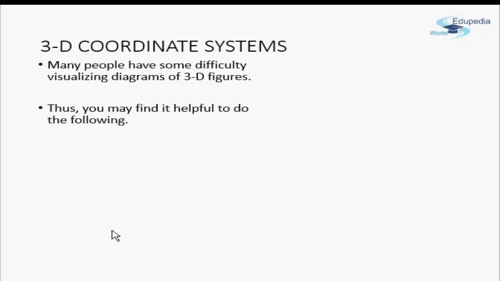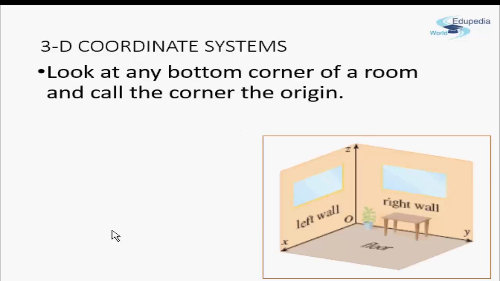Now I want to further make it easy for you, because many people have some difficulty visualizing diagrams in 3D figures. But you see, you're actually sitting in a 3D figure right now. That 3D figure is your room. Now just look at the room, and this way we'll understand what the 3D coordinate system is. So we have a floor, we have a left wall and a right wall. Imagine the corner that is in front of you. Imagine that to be the origin, and this is the x-axis, and this is the y-axis, and this is the z-axis. That is the axis from the floor to the roof. This is called the z-axis.